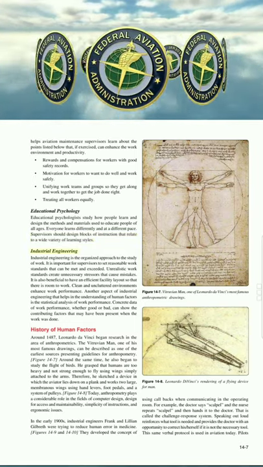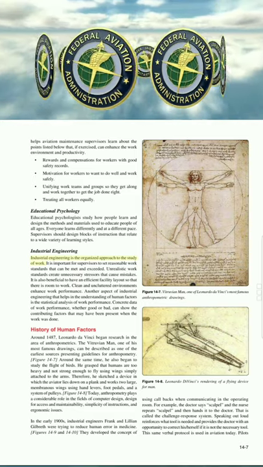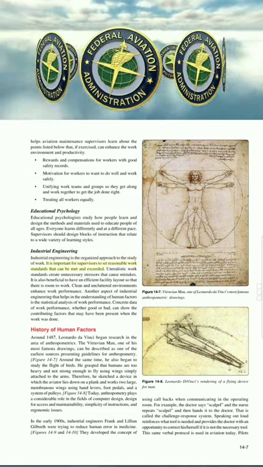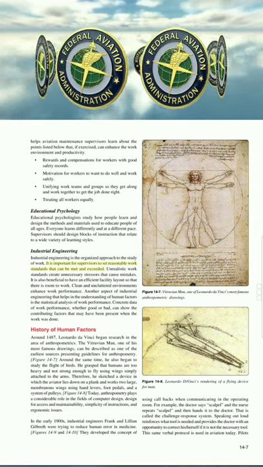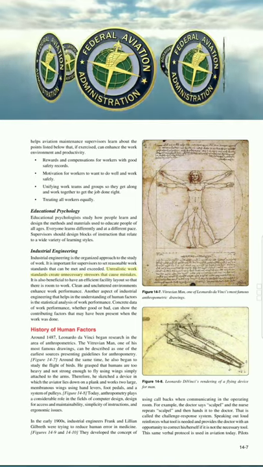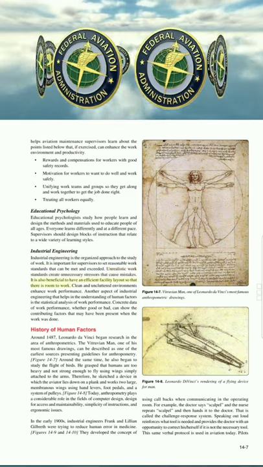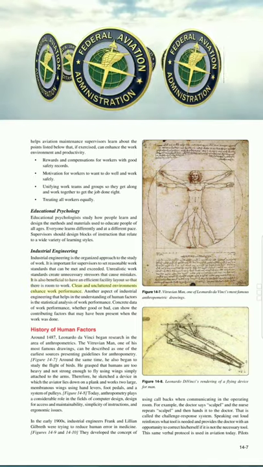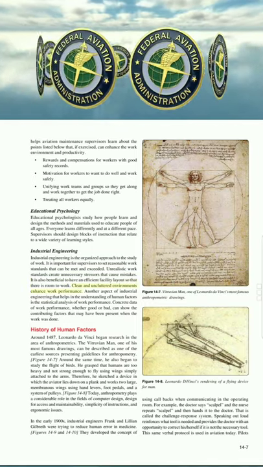Industrial engineering. Industrial engineering is the organized approach to the study of work. It is important for supervisors to set reasonable work standards that can be met and exceeded. Unrealistic work standards create unnecessary stressors that cause mistakes. It is also beneficial to have an efficient facility layout so that there is room to work. Clean and uncluttered environments enhance work performance.